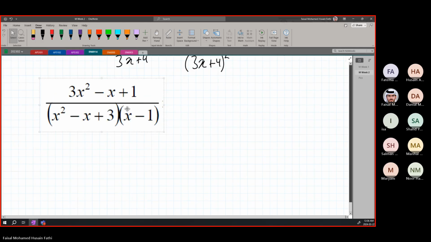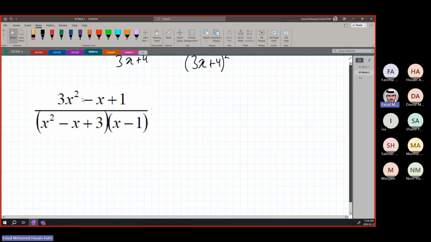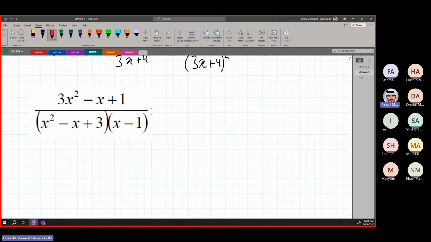So we have this: 3x squared minus x plus 1 over x squared minus x plus 3, x minus 1. So the first rule, again, in solving for partial fractions, we need to check the power. This is 2, this is 2, but there's also an x here. So if you multiply these two x's, this will actually become 3. So we can directly go, there's no long division required here. We can directly solve using partial fractions.